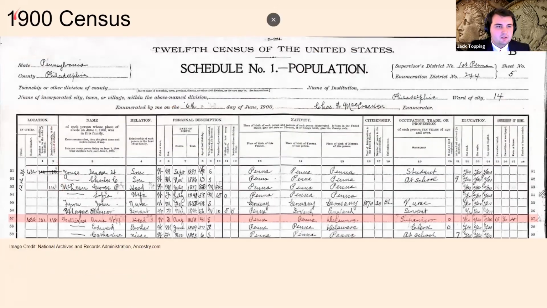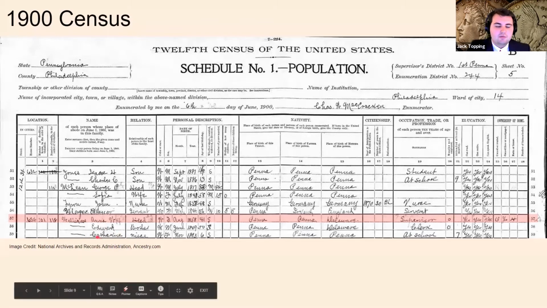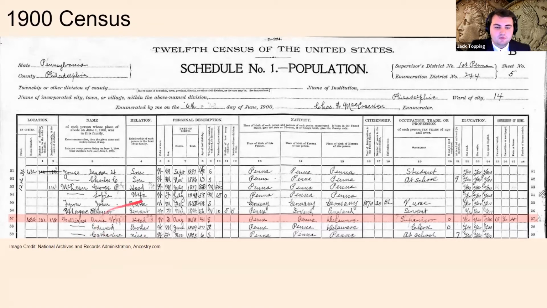And finally, we'll take a look at the 1900 census, the 12th census of the United States. We see Anna Williams here. She is the head of the household. We do notice her brother Edward, actually Samuel, but listed as Edward in the census. And then her niece, Catherine here, who will be making another appearance at the end of this presentation. So she's important to note. But notice how there's a different age listed right here, 1858.